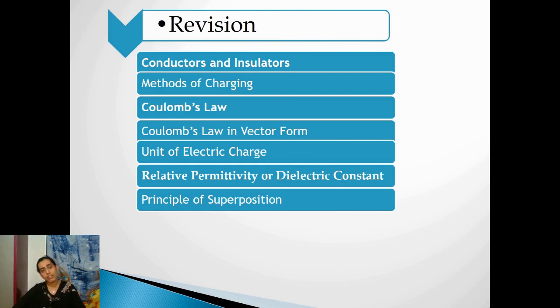And at the end of the session, we learned about the principle of superposition, which can be used to find the force between many charges. If there are multiple charges in a system, then how the force is exerted, or what the value of that force will be, can be predicted by using the principle of superposition.